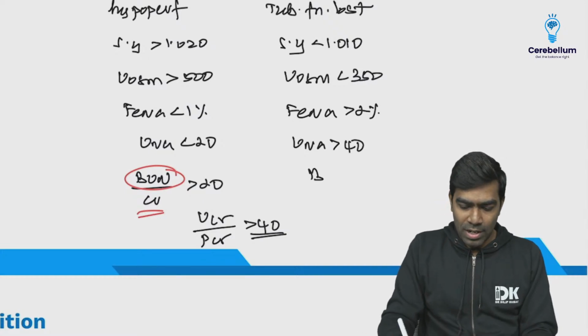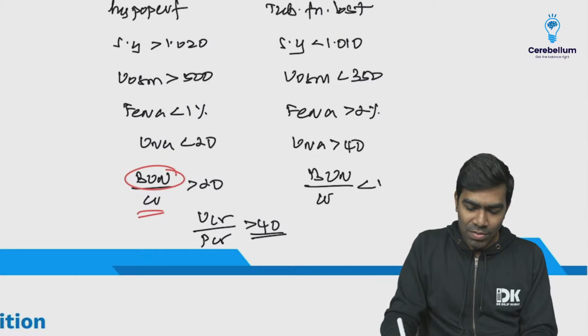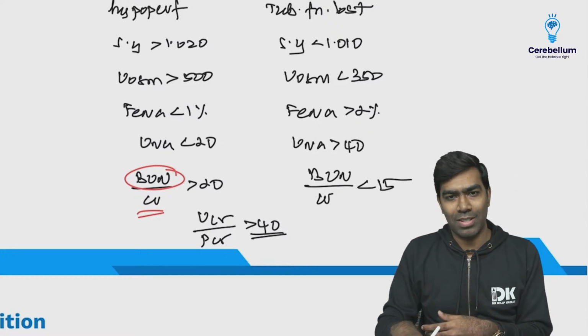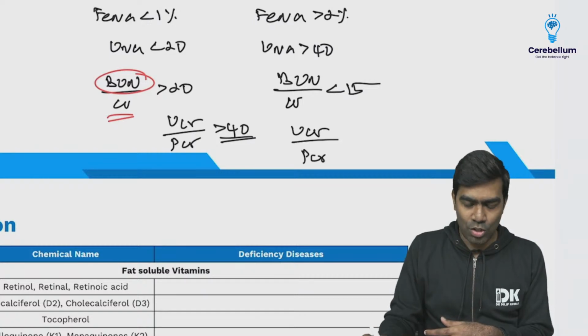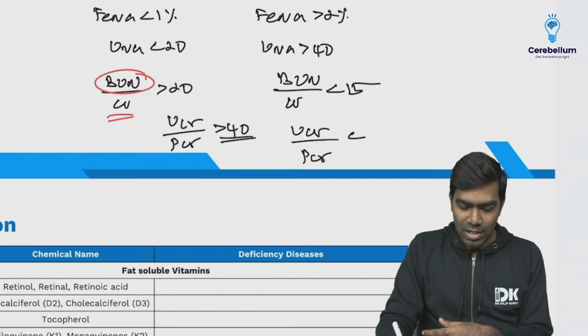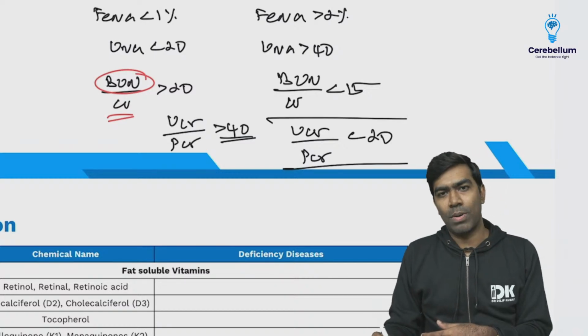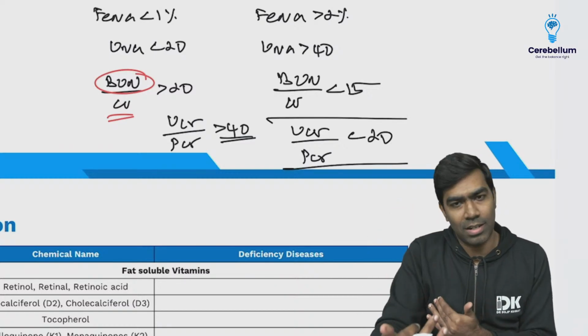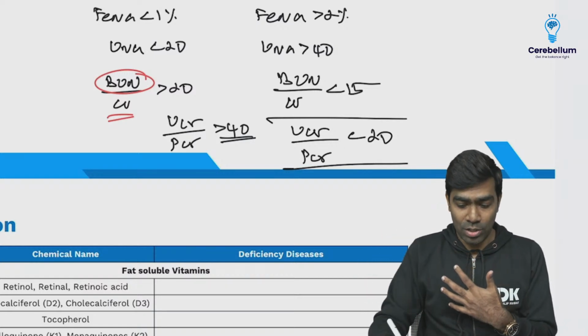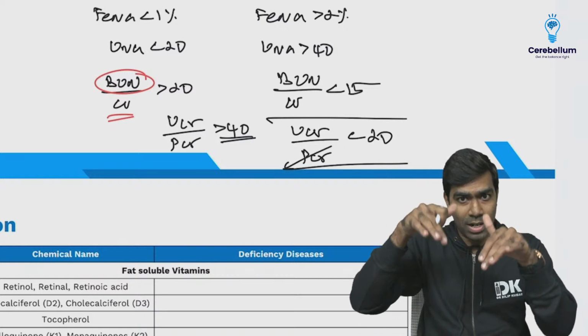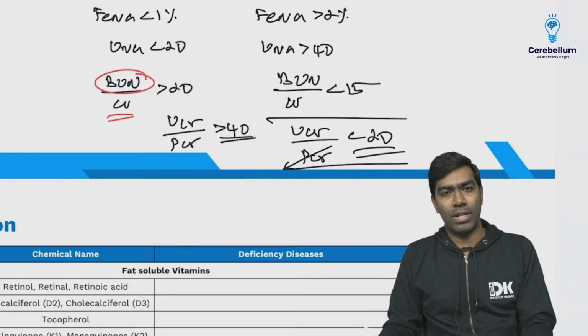So what about BUN-creatinine ratio? BUN-creatinine ratio typically will be less than 15 in a patient with acute tubular necrosis. And finally, the urine creatinine to plasma creatinine ratio will be less than 20 in a patient with acute tubular necrosis because they cannot secrete the creatinine. At the same time, they store a lot of creatinine in the blood also. That's why plasma creatinine will rise, but urine creatinine will be low. So the ratio will be less than 20.